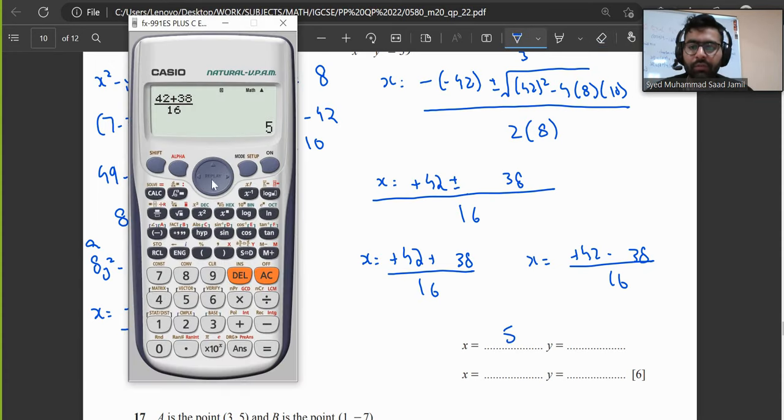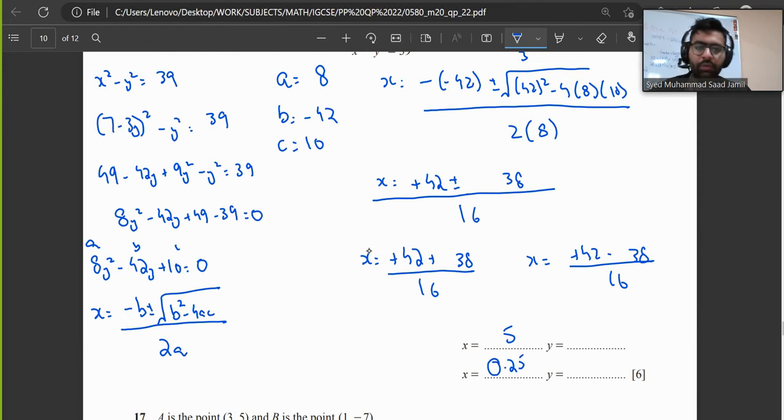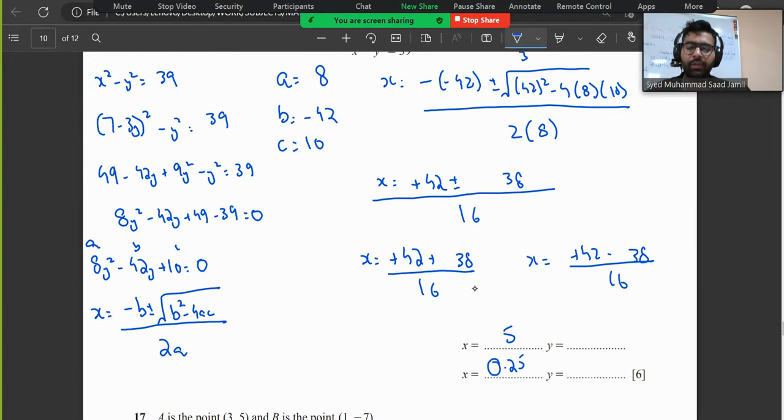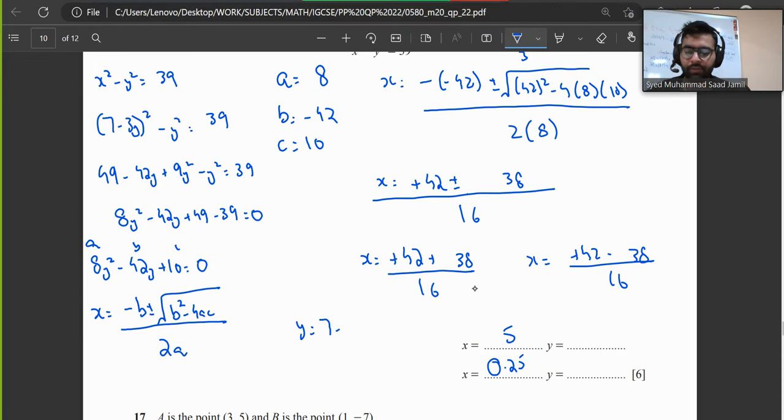And the second value, instead of plus, I will just write minus. Second value is 42 minus 38 upon 16. Second value is 0.25. It's 0.25. Now I had rearranged the equation. Y is equal to 7 minus x upon 3.